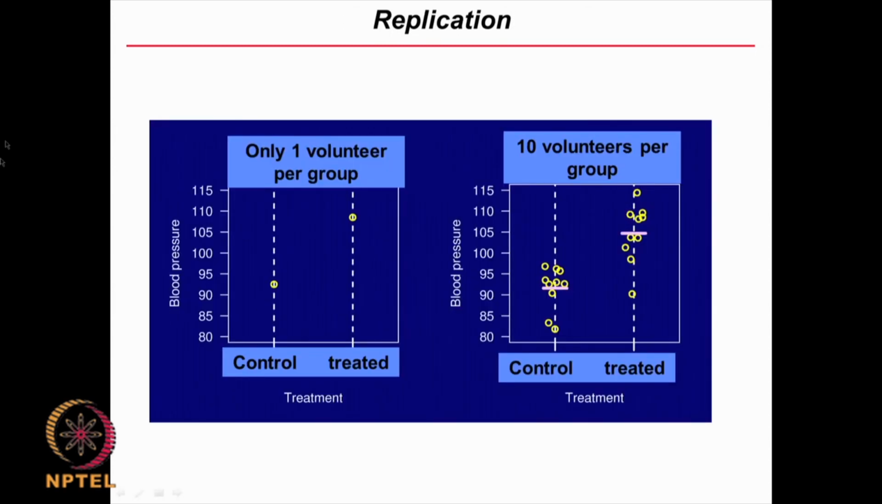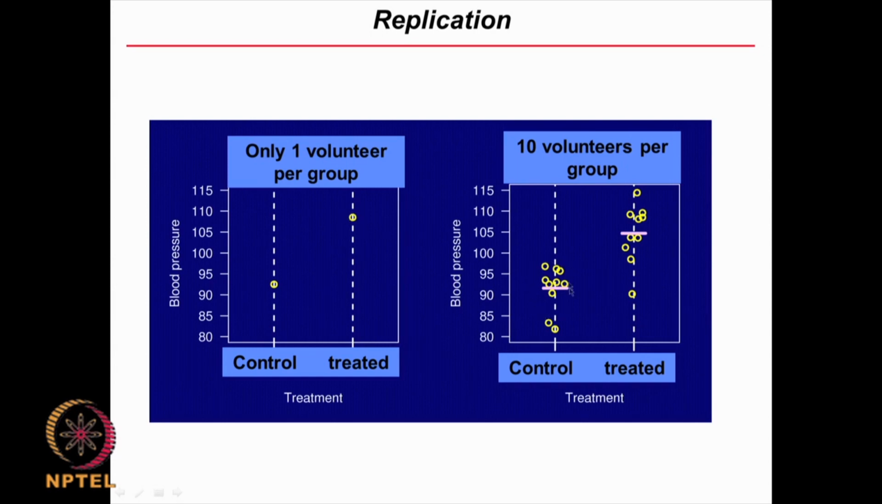Okay. So, then next comes replication. We talked about replication or reproduction. That is very important. That means you carry out the entire experiment not just once, but maybe twice, thrice, four times, because that gives you an idea about the error. If you want to get error sum of squares without replication, it is very difficult. Suppose I am looking at blood pressure on a control group and a treated group, it is a very bad idea to do the experiment with only one volunteer, one of each. That is very bad, because we have no idea about the error involved.